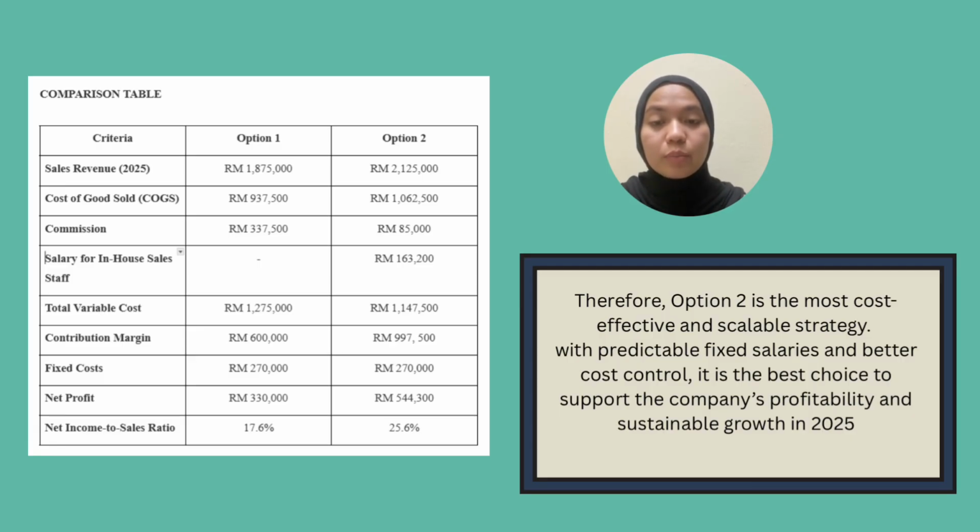in profit and a 17.6% return, and option 2 offers 544,300 ringgit in profit with a 25.6% return. Therefore, option 2 is the most cost-effective and scalable strategy. With a predictable fixed salary and better cost control, it is the best choice to support the company's profitability and sustainable growth in 2025.